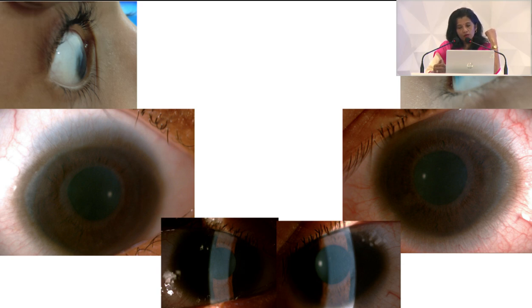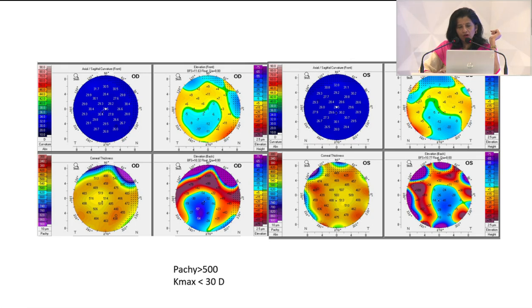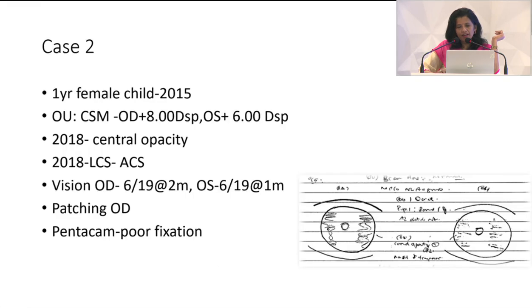In the lower picture, you will see that there is a faint opacity in the midstromal part of the cornea. We were able to image him and we could see high hyperopia, and the pachymetry was not too thin. It was seen to be around 500.